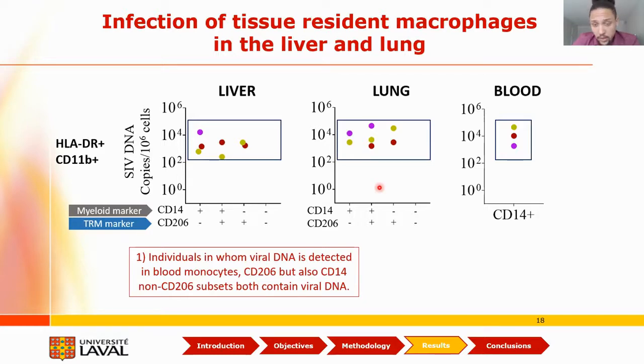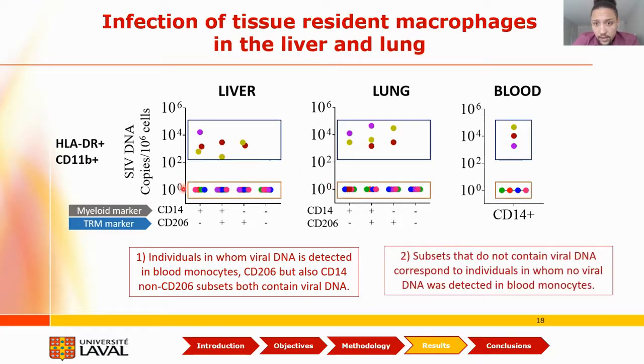On the other hand, subsets that do not contain viral DNA, here and here, correspond to individuals in whom no viral DNA was detected in blood monocytes. So this data suggests a heterogeneity of the infected populations in these tissues.